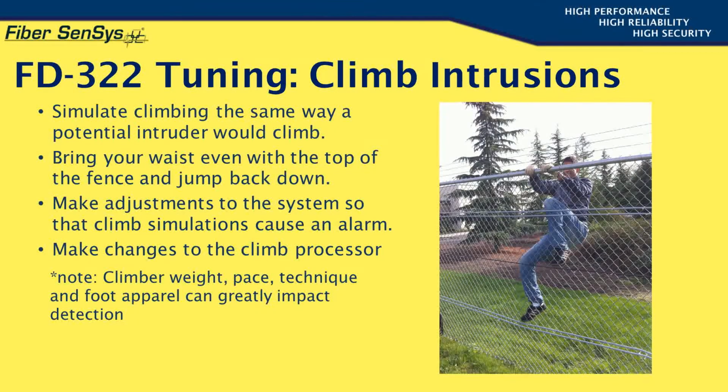When tuning for climb intrusions, it's important that the test climbers simulate climbing the same way that a potential intruder would climb. Remember that the FD322 works best when detecting ordinary, non-stealthy intruders. When climbing, if possible, bring your waist even with the top fence rail and then carefully jump back down. Make adjustments to the climb processor parameters so that climb intrusions cause an alarm by the time the climber's waist reaches the fence top. Note that the climber's weight, pace, technique, and foot apparel can greatly impact detection. Choose and equip your test climber appropriately to simulate an ordinary intruder.